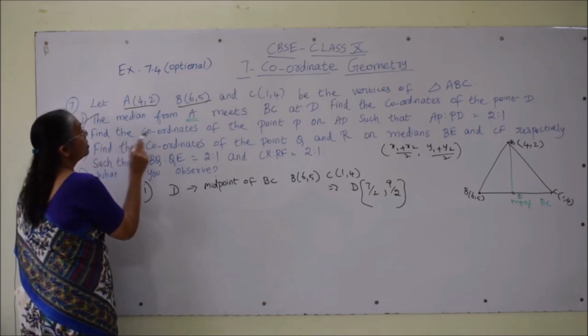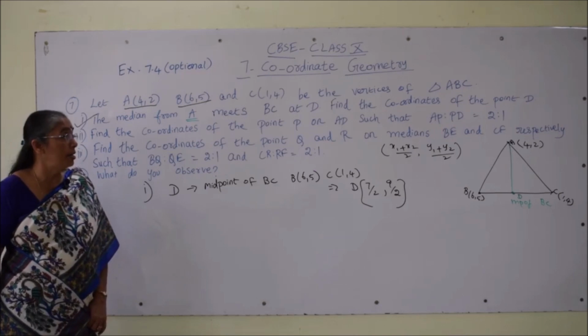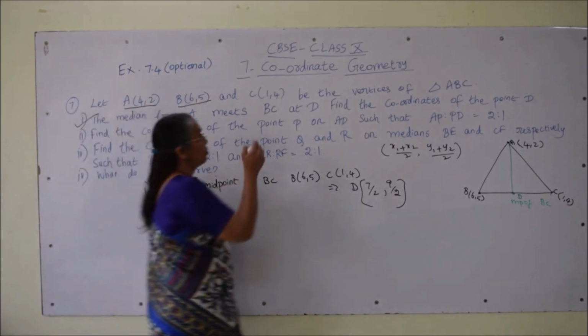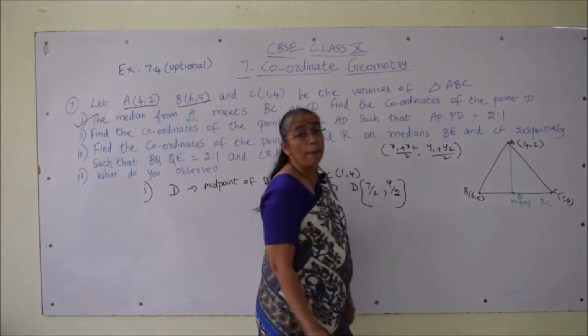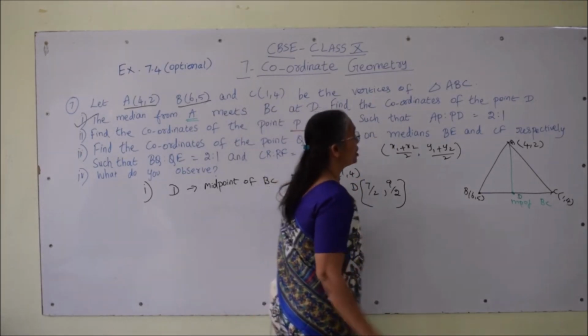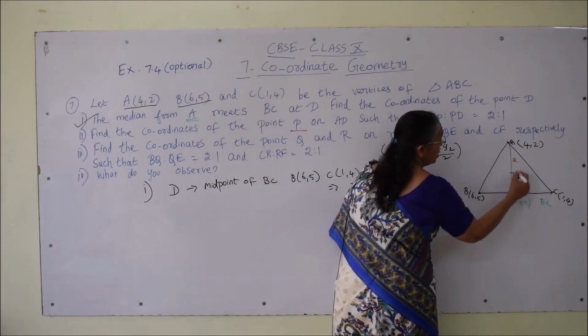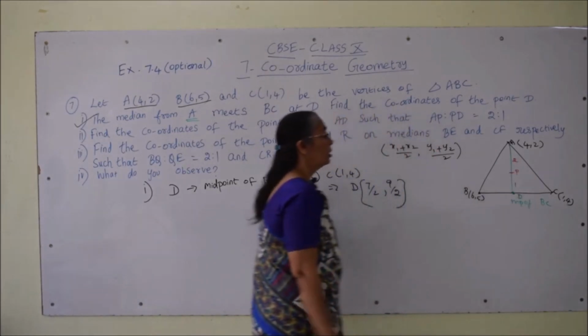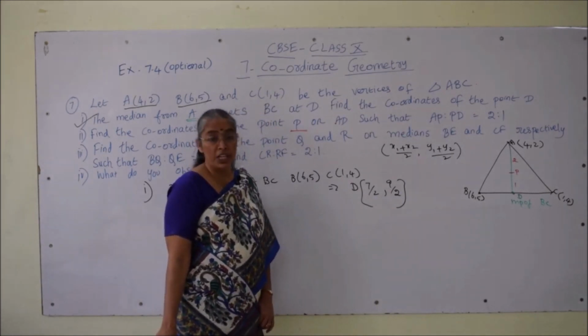Coming to the second part, find the coordinates of the point P on AD. So, we should find the point P on AD such that the ratio AP to PD is 2:1. So, the ratio here is 2:1, P is a point. Now, to get the point P, we must use the section formula.